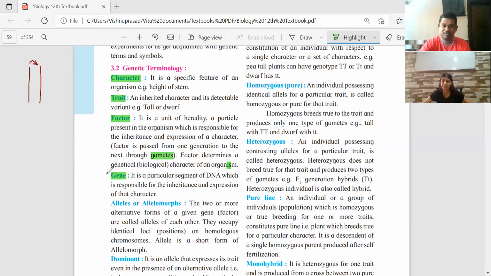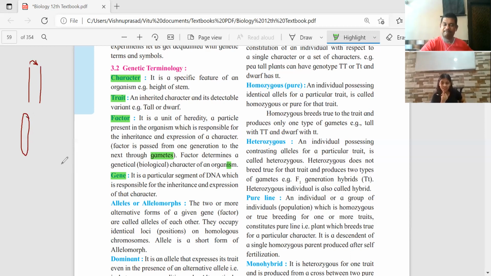The alleles or allelomorphs. Also called alleles. Two or more alternative forms of a given gene. It can minimum be two, it can be more. And you are aware about something called homologous chromosomes?